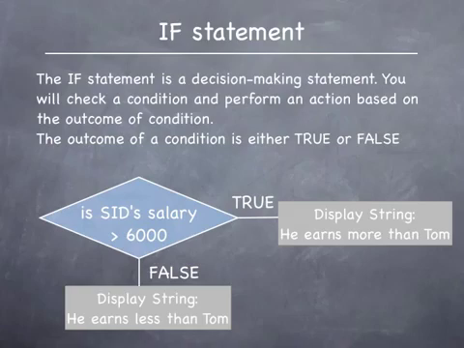On this slide is an example of a condition, which is: is Sid's salary greater than 6,000? The result may be yes, his salary is greater than 6,000, in which case the outcome of the condition is true. Or no, his salary is not greater than 6,000, in which case the outcome is false. If Sid's salary was greater than 6,000, the string to be displayed was "he earns more than Tom", whereas if he did not earn more than 6,000, the string to be displayed was "he earns less than Tom".